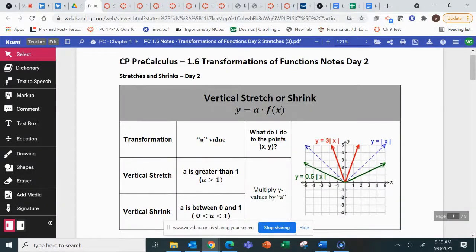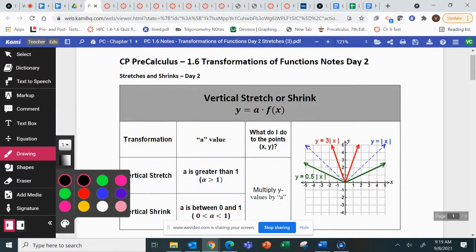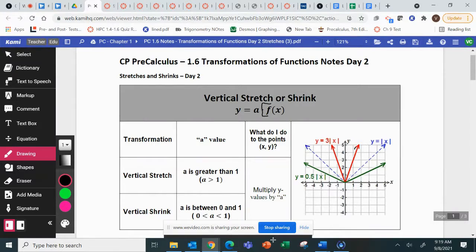Okay, when you have a vertical stretch or shrink, you will have a function, any function, a parent function, and you will have that function multiplied by a number. When we do anything vertical, everything vertical is common sense. Everything vertical is on the outside of the function. So vertical is outside. It's also common sense.